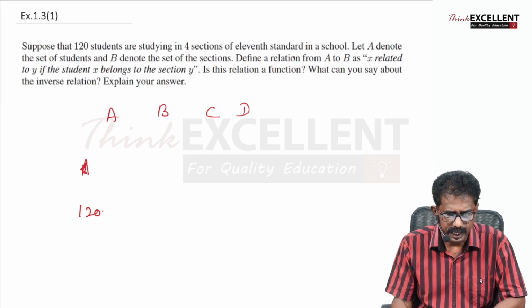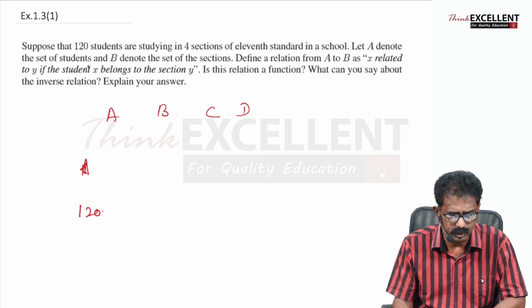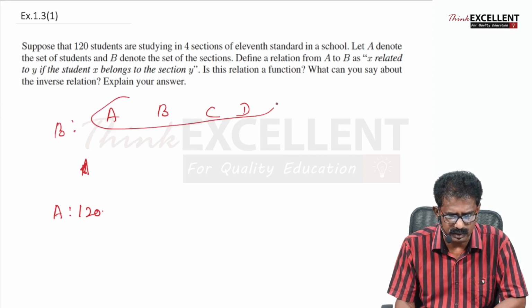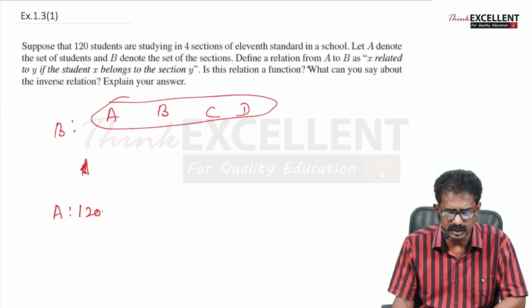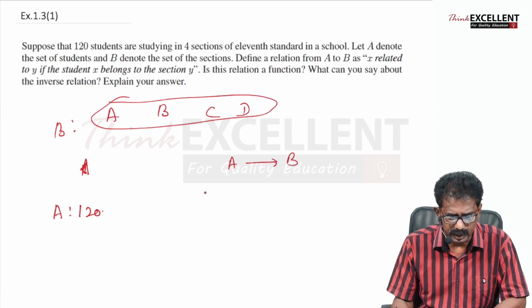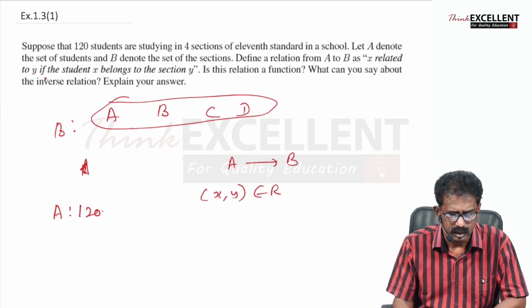Now what else? Let A denote the set of students and B denote the sections. So these are the sections. Define a relation from A to B as X related to Y, that is, XY belongs to R, when there is a condition. What's the condition? X is related to Y if the student X belongs to the section Y.